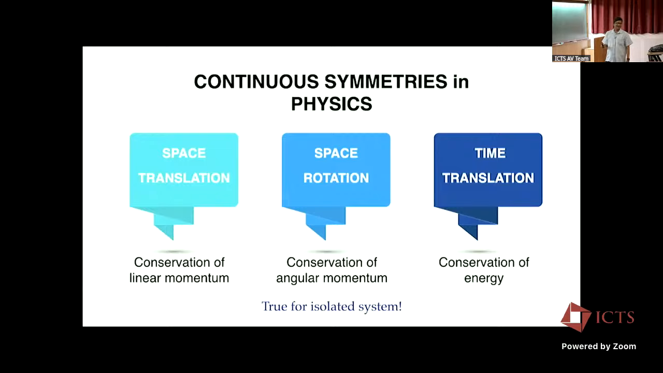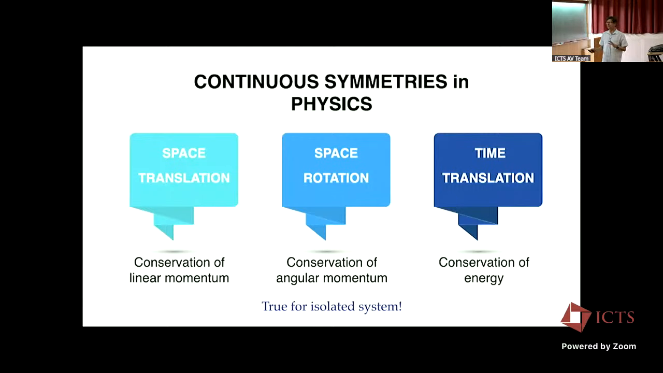So this is a theory institute, no? So I had to start with the real theory. Symmetries, no? We know there are continuous symmetries and discrete symmetries. There are three continuous symmetries which are respected for an isolated system.